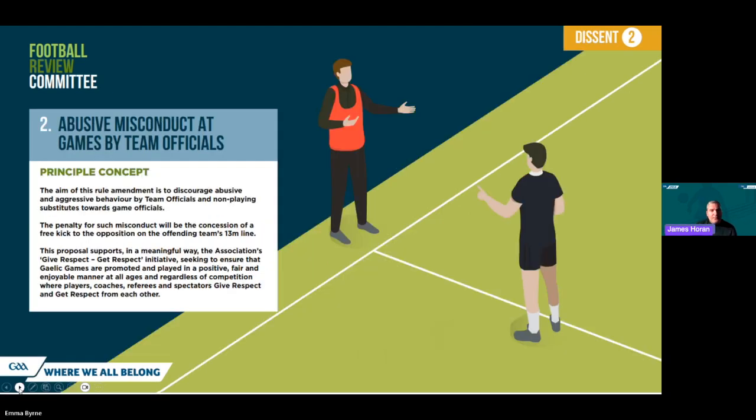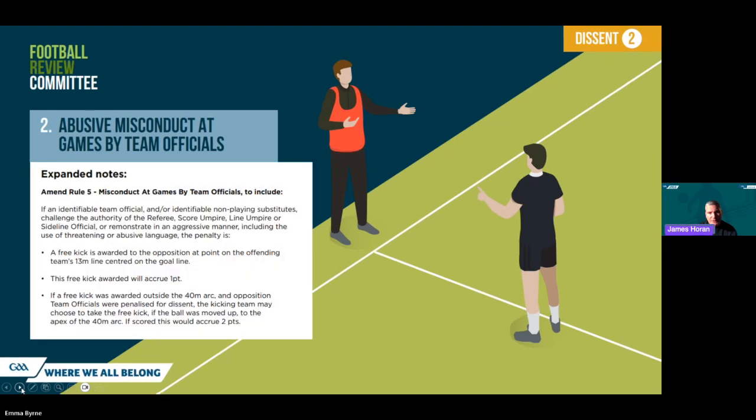That will help. So abusive misconduct at games by team officials, and this is the majority of us maybe on the call this evening. The aim of this rule amendment is to discourage abusive and aggressive behaviour by team officials and non-playing substitutes towards game officials. The penalty for such misconduct will be the concession of a free kick to the opposition on the offending team's 13-metre line. So again, it ties into the Give Respect, Get Respect initiative of a fair and balanced game and treating everyone involved with respect. So again, a really significant change for how things are at the moment. Thanks, Jack.